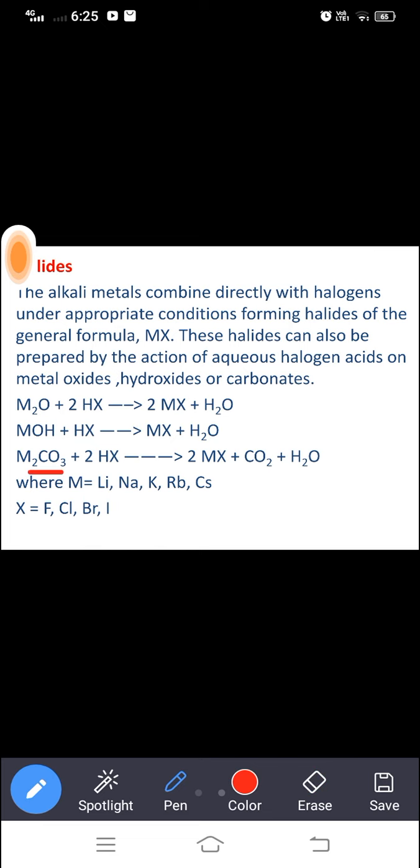And when a metal carbonate reacts with the hydrogen halide, it also forms the metallic halide. Here the carbonate is there. Whenever a carbonate is there, it will definitely liberate carbon dioxide with the formation of a water molecule.